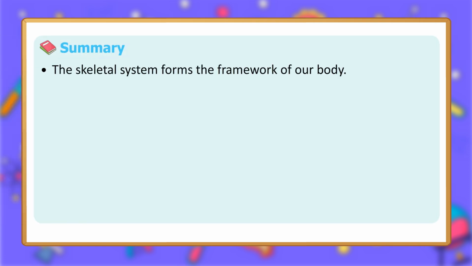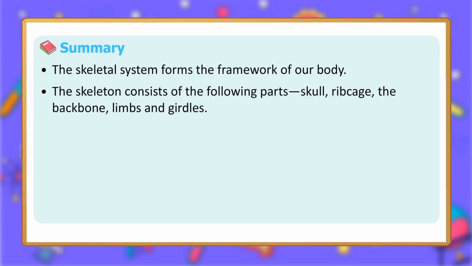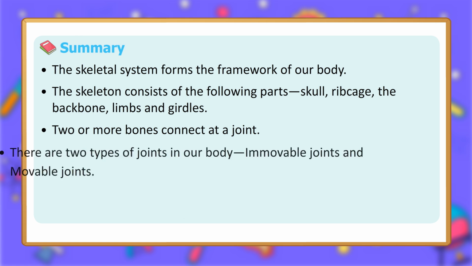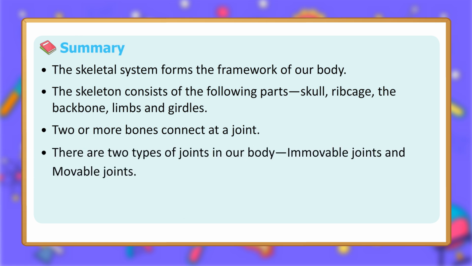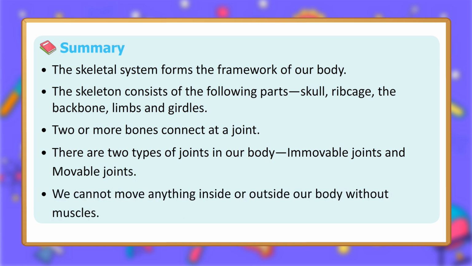Summary. The skeletal system forms the framework of our body. The skeleton consists of the following parts: skull, rib cage, the backbone, limbs and girdles. 2 or more bones connect at a joint. There are 2 types of joints in our body: immovable joints and movable joints. We cannot move anything inside or outside our body without muscles.